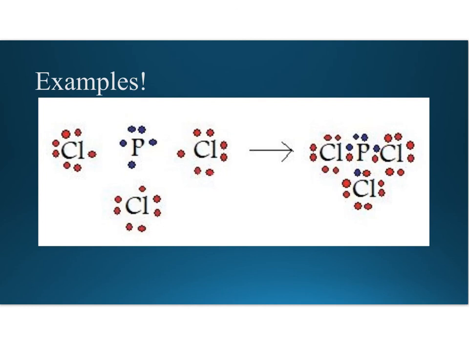So that was your summary of rule number 1. We could either go ionic or we could go covalent.